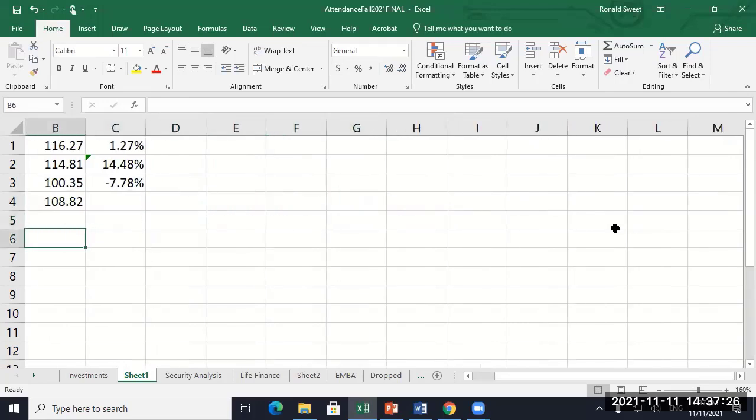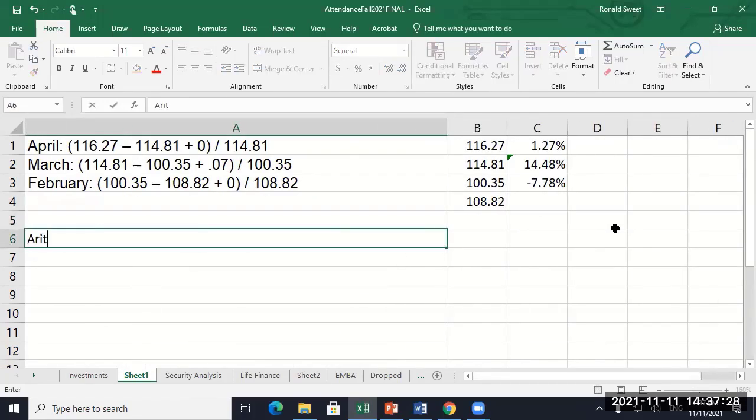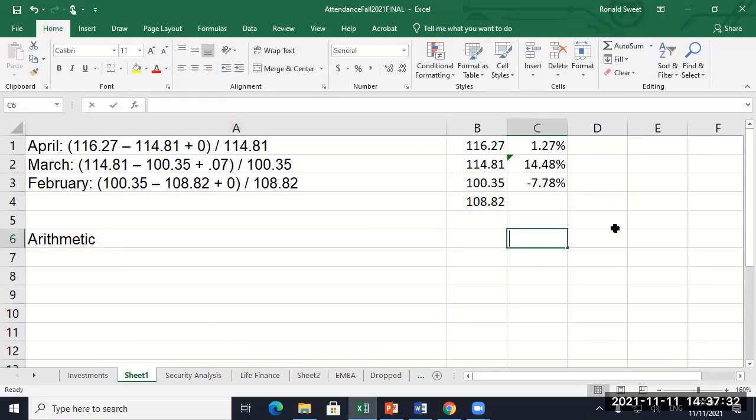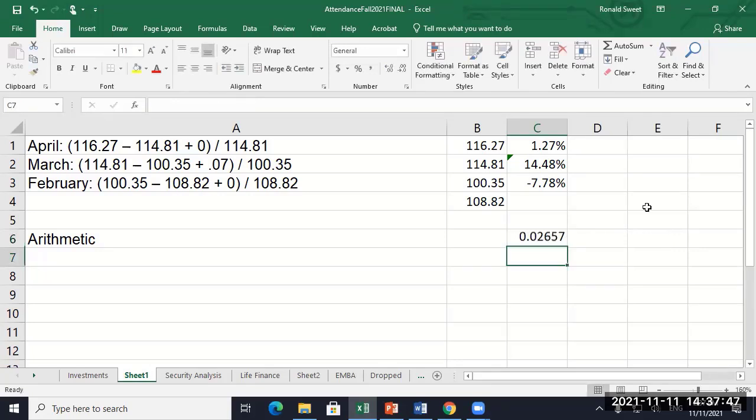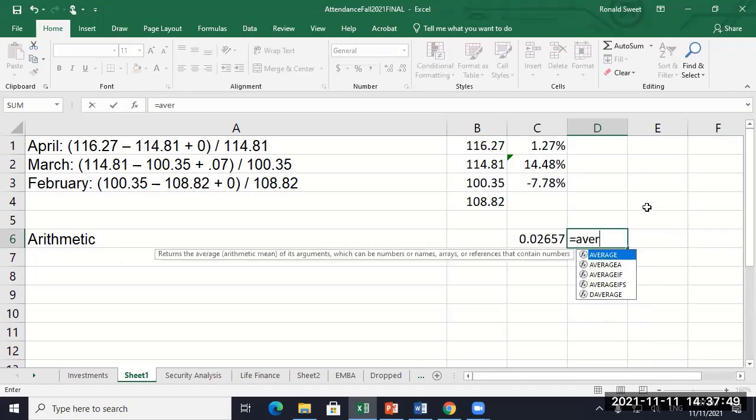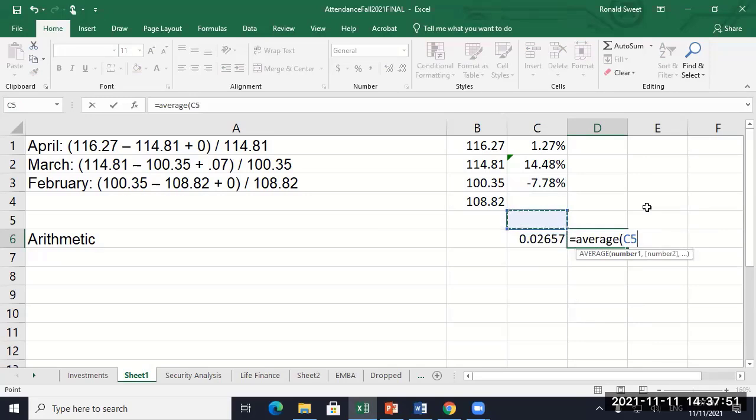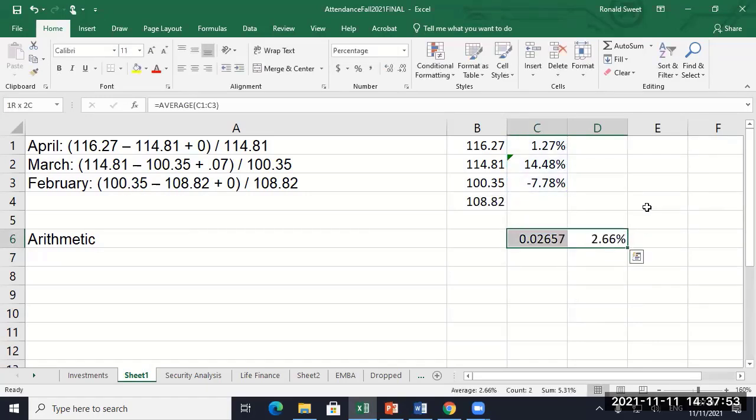All right, and then we want to do the arithmetic. What's the arithmetic? It's just a simple average, right? 0.127 plus 0.1448 minus 0.0778. And what do we do with that? Divide by 3. Or Bill Gates would do it how? Equal average. So there's your arithmetic average.